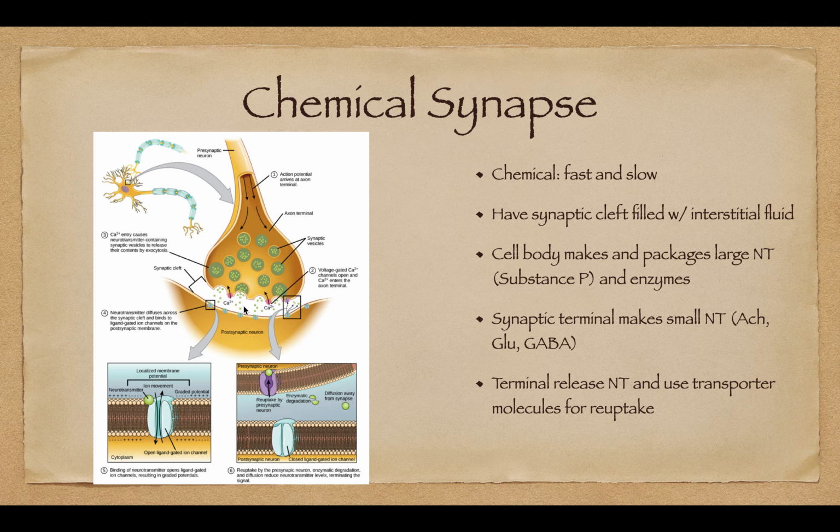The terminal release of the neurotransmitters will use the transporter molecules for reuptake, after some enzyme has cleaved them from the receptors. So here this is going to be a voltage gated, and here's the reuptake and enzymatic degradation. The enzymatic degradation has to occur with some other kind of enzyme.